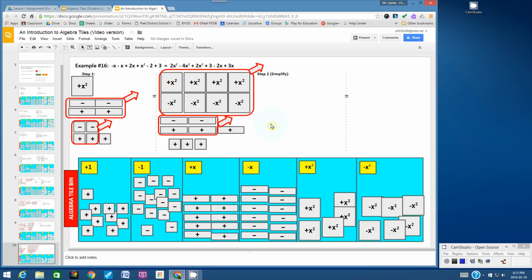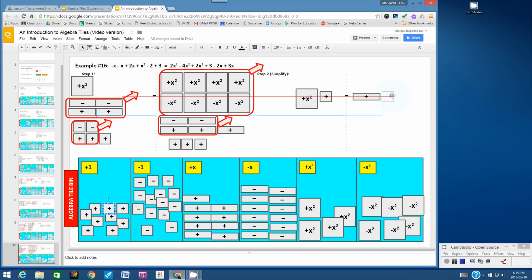Okay, so now once we take away all the zero models, now we're going to go to step 2, simplify. So let's examine the left side of the equal sign. So what's left on the left side of the equal sign? We have a positive x squared, and then we have positive 1. And let's look on the right-hand side of the equation. We're left with positive x, and we've got 3 positive tiles. So I'm going to put my 3 positive tiles here at the end.